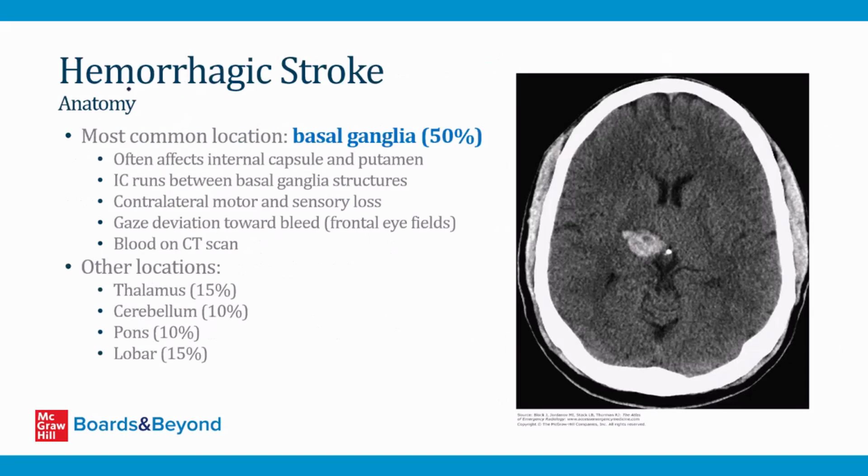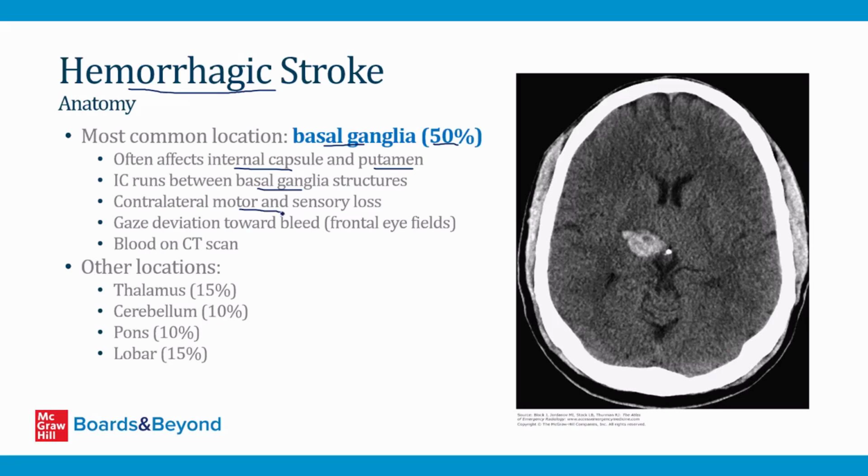Okay, so back to talking about hemorrhagic strokes. So the most common location for typical hypertensive hemorrhagic strokes is the basal ganglia. This is where about half of these strokes occur. Usually the strokes affect the internal capsule and the putamen, and the internal capsule is the most important anatomy to remember about these strokes. It runs between the basal ganglia structures, and it contains motor and sensory fibers that supply the face and the arms and the legs.